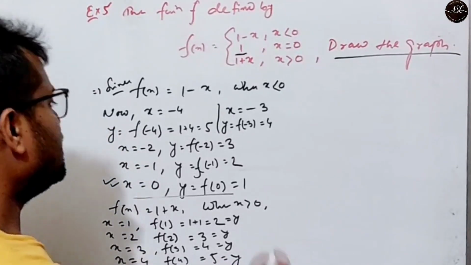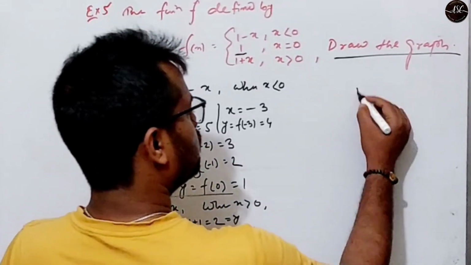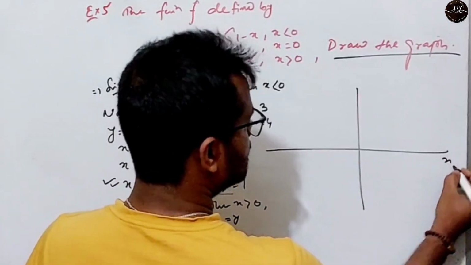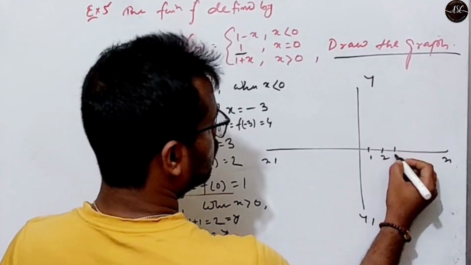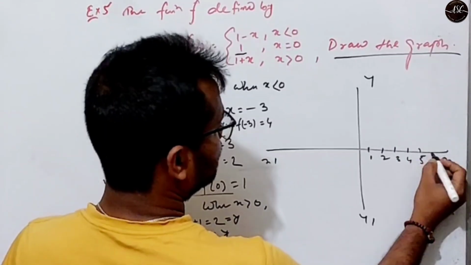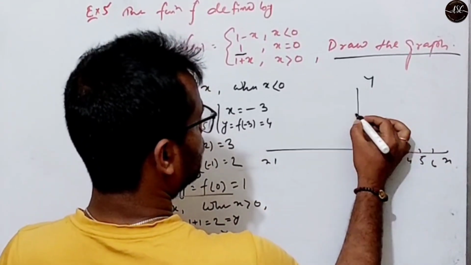So now by these values we are going to draw the graph. This is x, this is x dash, this is y, and this is y dash. Now 1, 2, 3, 4, 5, 6. 1, 2, 3, 4, 5, 6.